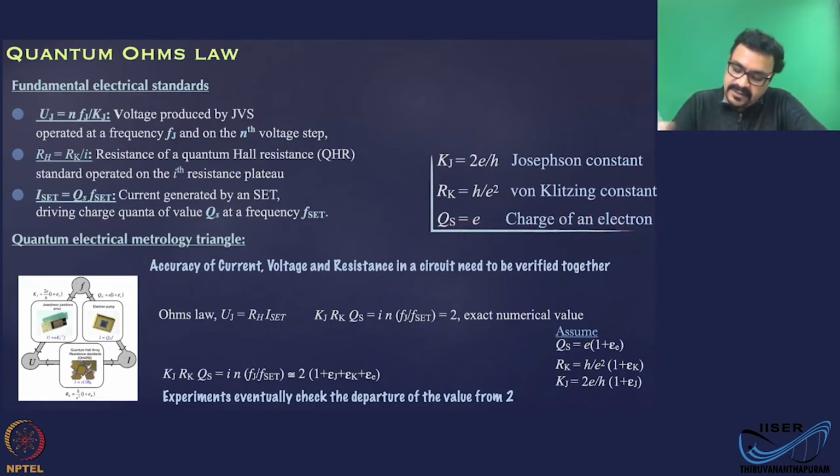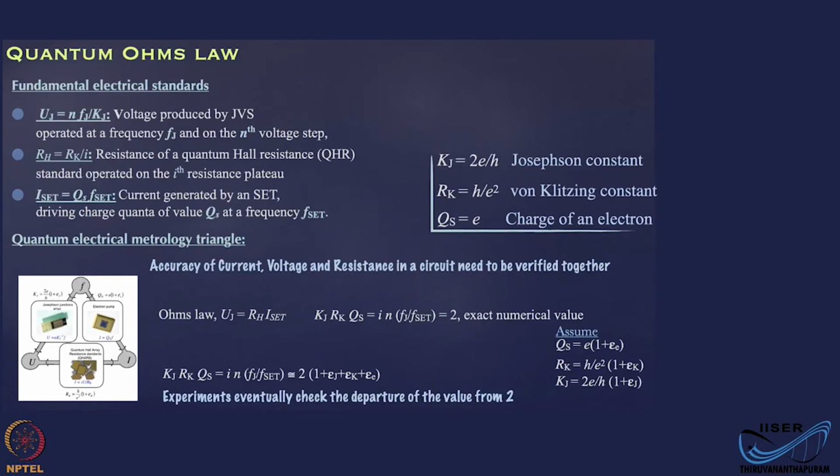So what you are seeing here is all these three electrical standards, the voltage, resistance and current. The standards for all of these are defined in terms of the fundamental constants e and h in various combinations, e by h or h by e square. These phenomena and the accuracy of the standards are verified independently. Of course, the current standard has come up recently, and its accuracy is not as high as the voltage or the resistance standard, but this is a fast developing field.